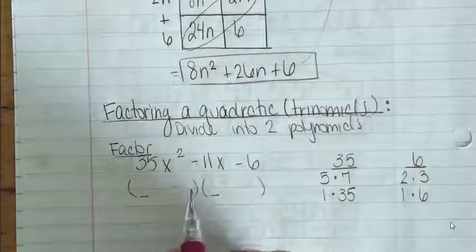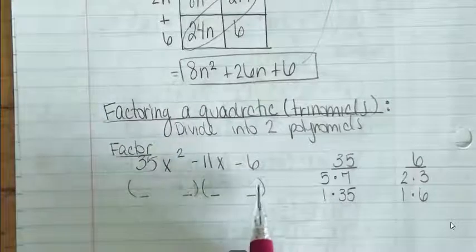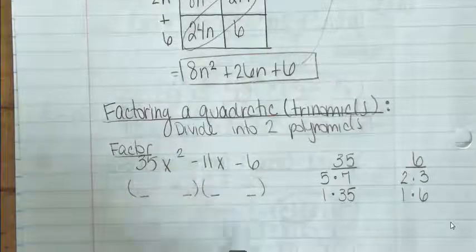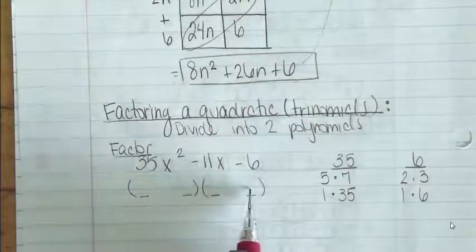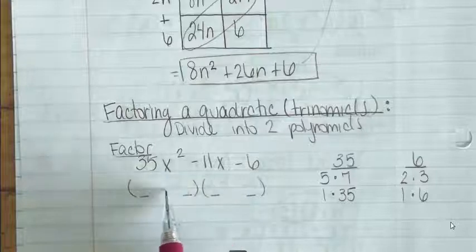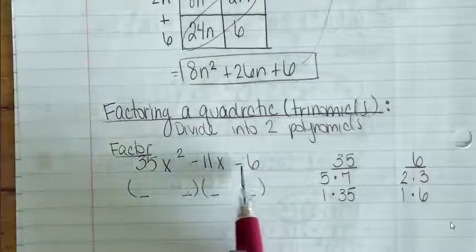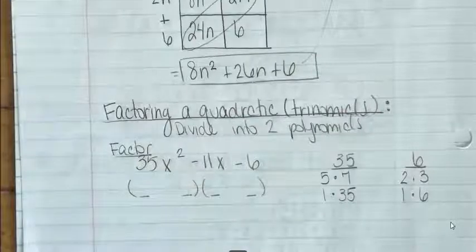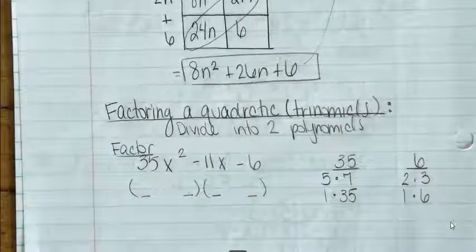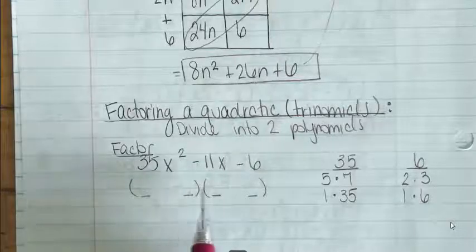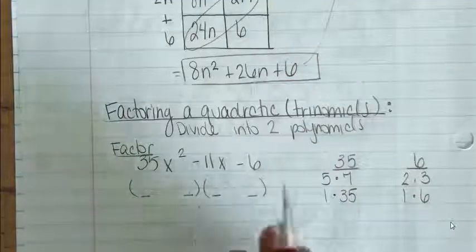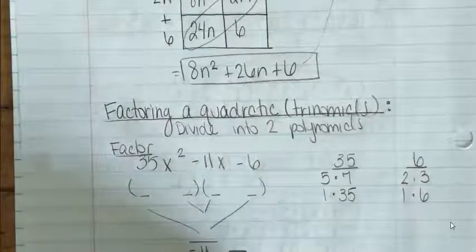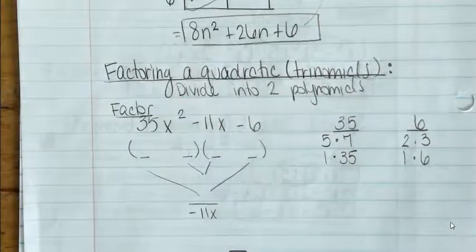And then my last two terms, these two right here, multiply to give me this negative 6. So I'm either going to do a 2 and a 3, or a 3 and a 2, or a 1 and a 6, or a 6 and a 1. And then the signs that go here will determine the sign of that number. If you have a negative as your last term, one of these would have to be positive and one negative. So from here, I think: what are some ways I can put factors of 35 here and factors of 6 here, and then have my inners and outers add up to that negative 11x? That's our question.